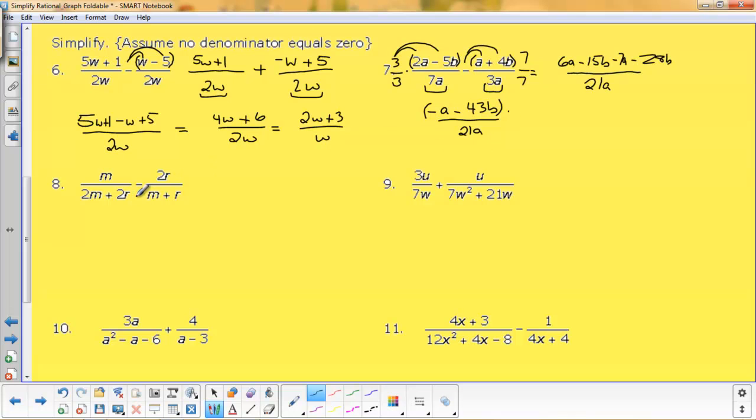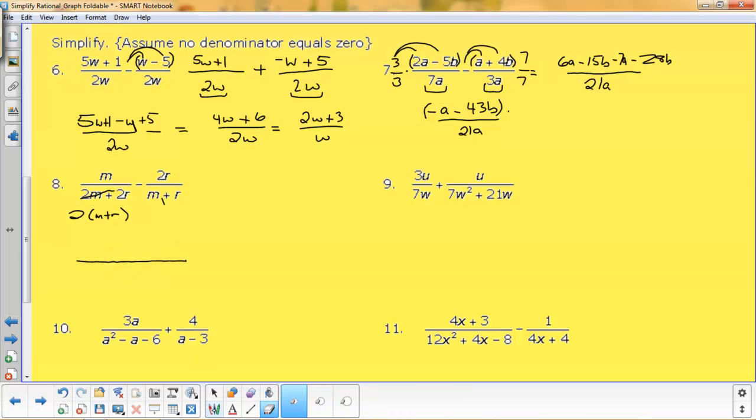Question number 8. Now what we're going to start to see for the rest of this bit of examples is problems that get a little bit more tricky as far as determining what your common denominator is. So we're going to have to do a little factoring here. We're just going to take out the GCF. That's 2 times m plus r.